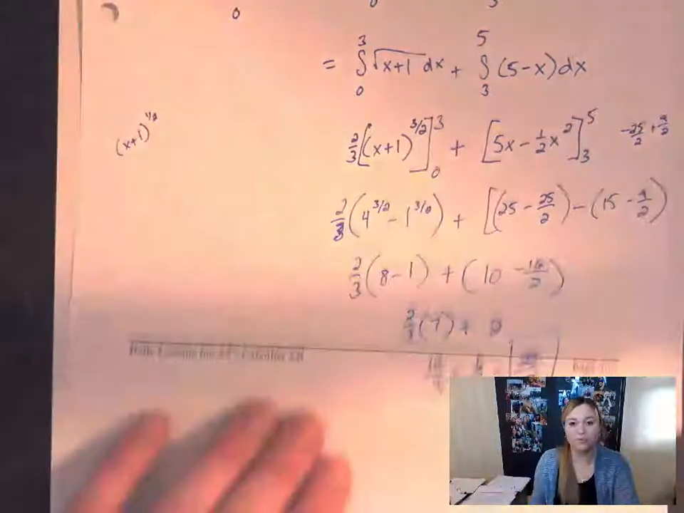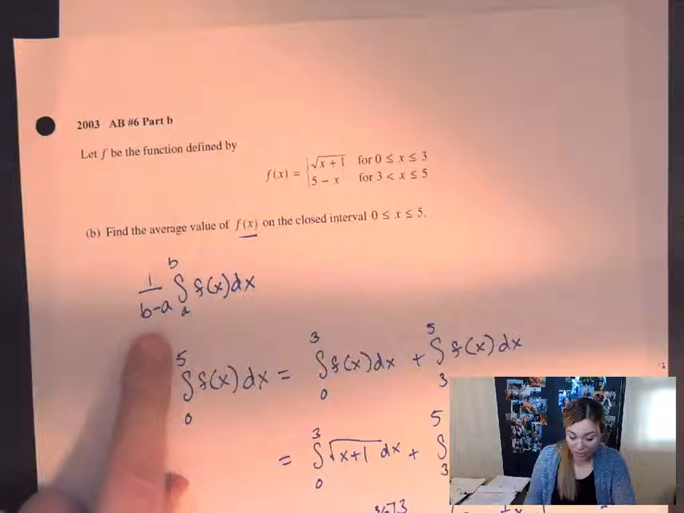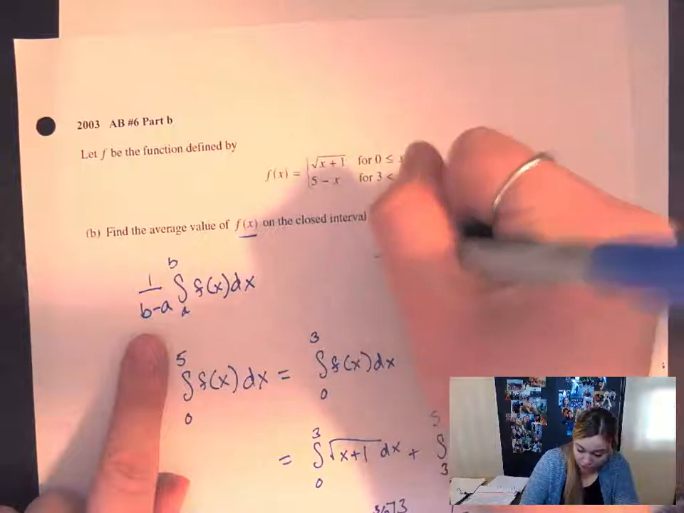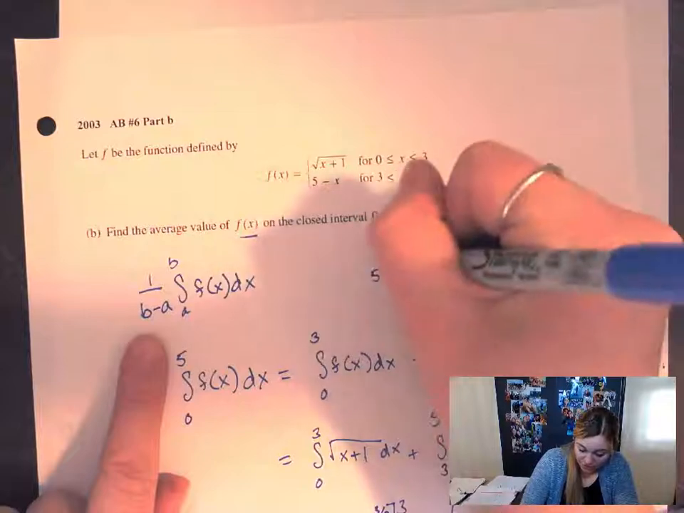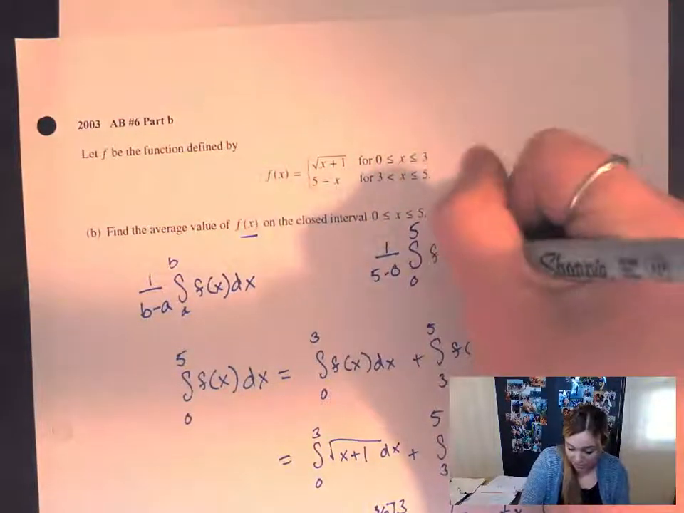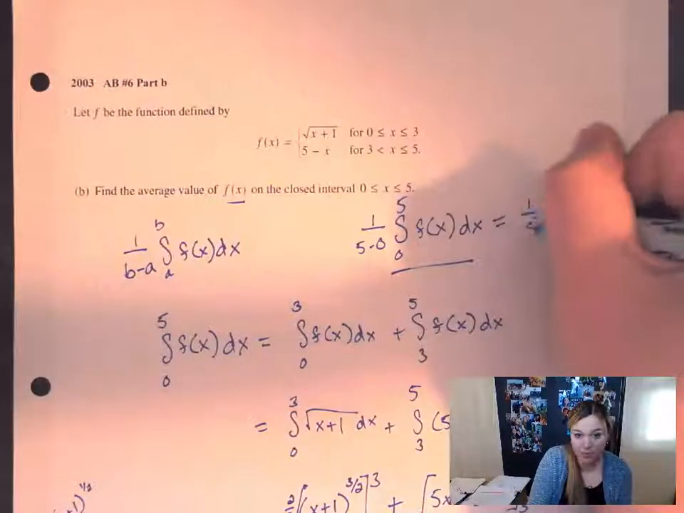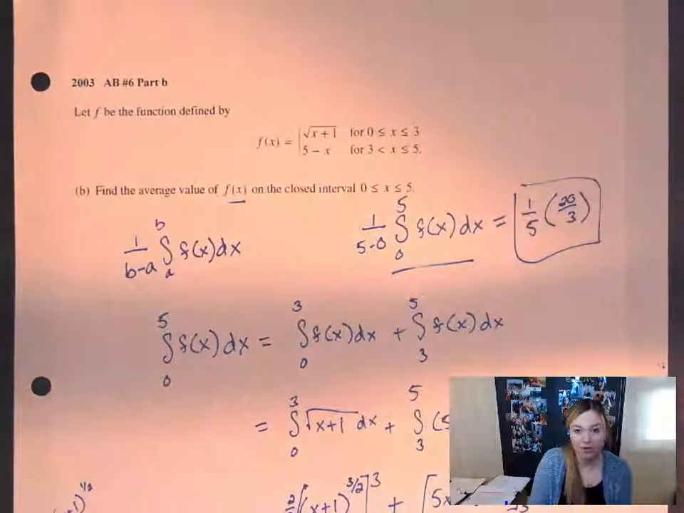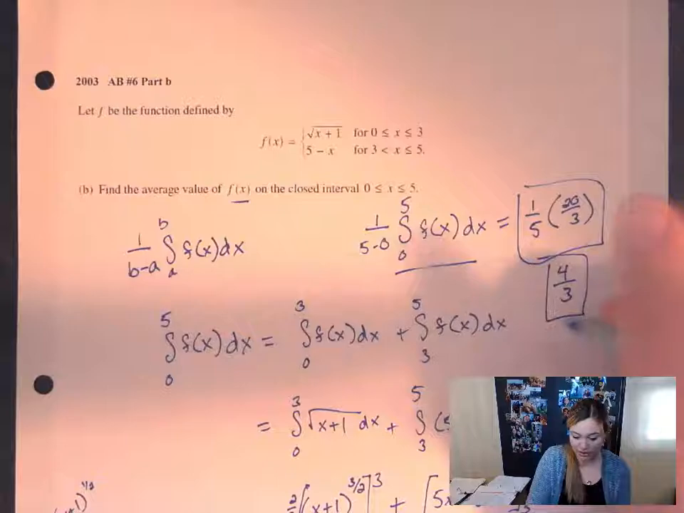Whew! So much algebra. But remember, oh, I didn't even do the last part. I got 20 thirds here. Remember, the average value of the function would be 1 over b minus a. So in this case, I would have to do 1 over, we're going from 0 to 5, of 5 minus 0, f of x dx. But we already found out what this was. So this would be 1/5 times 20/3. You can leave it like that, or you can say 20 over 5 is 4. Got all this way, why not say that this whole thing is 4/3?